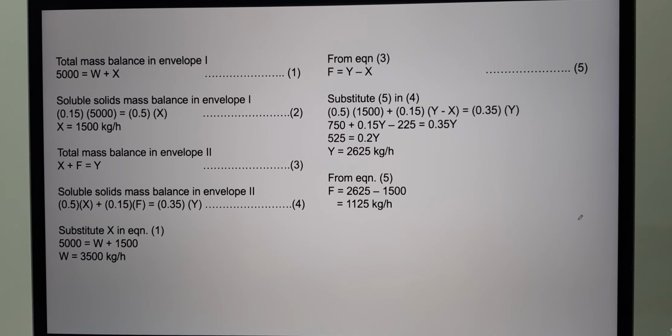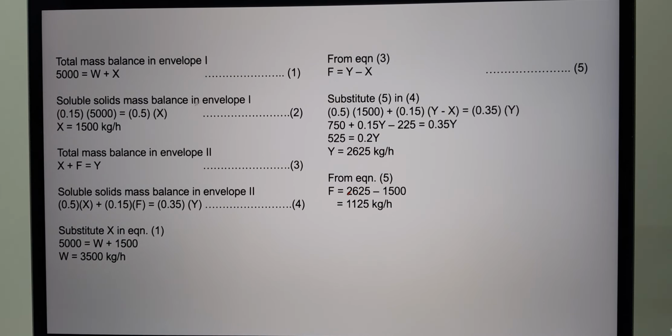Actually, this particular problem is very simple, but because it will confuse the students about these two systems, they will find it quite difficult to solve. But basically, it is simple to solve. Again, as I mentioned just now, you need to do the total mass balance for system number 1. I write it down as envelope number 1. 5,000 is the incoming mass, the inlet for system number 1, equals W plus X, the outlet for system number 1. So this is the first equation.